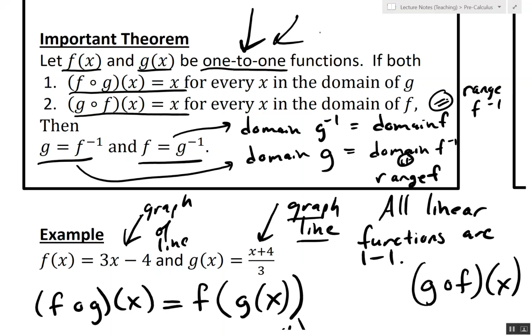But in general, you do have to check this every time. The easiest way to check it right now is with the horizontal line test, which was the previous video. So let's look at another example and see what might go wrong.